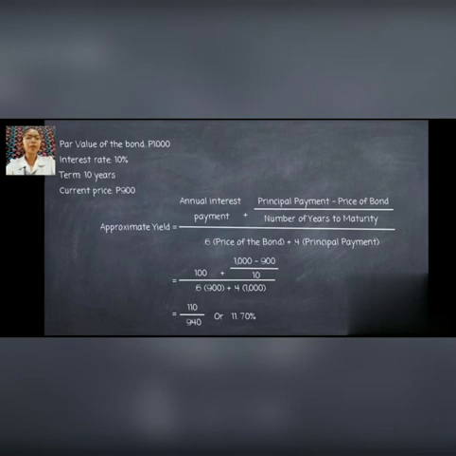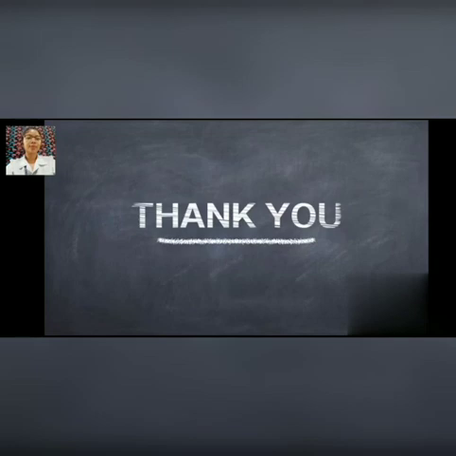Now at the lower part, 0.6 times the price of the bond, which is 900, equals 540, and 0.4 times the principal payment, which is 1,000, equals 400. 400 plus 540 equals 940. After solving this equation, the estimated yield to maturity is 11.70%. That's all. Thank you.